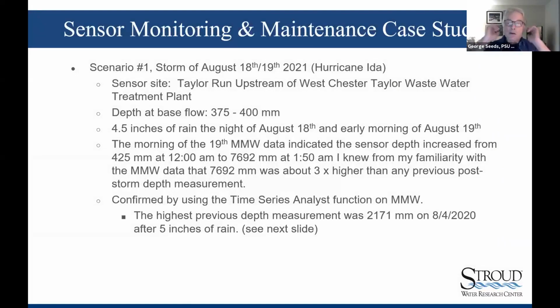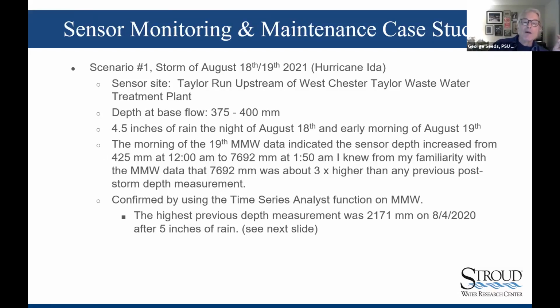The first scenario here, a little case study, was Hurricane Ida on August 18th and 19th. The sensor site, as I mentioned, is Taylor Run upstream of Westchester wastewater treatment plant. The depth at base flow in the stream is typically about 375 to 400 millimeters at that time. Actually, since then it has increased because the channel has deepened considerably just since these storms this summer. But at that time, the base flow was 375 to 400 millimeters.